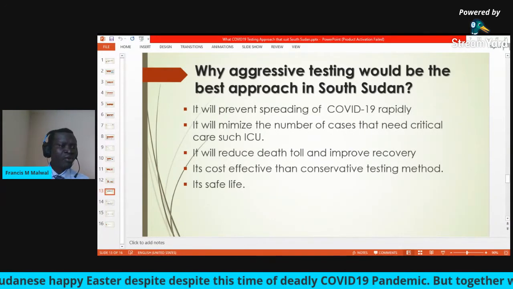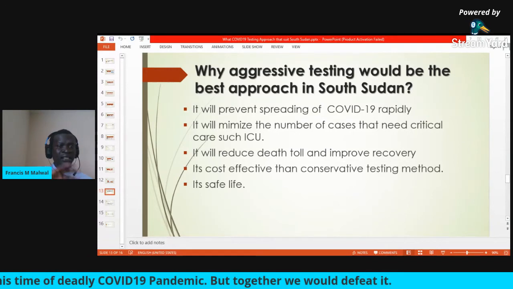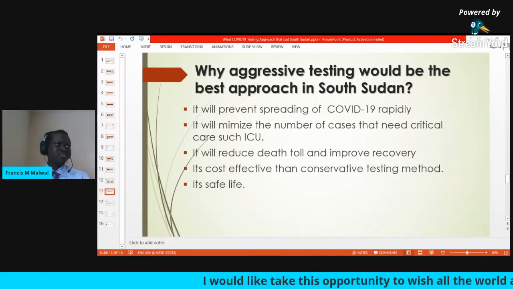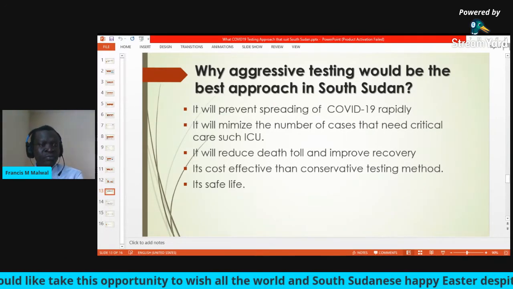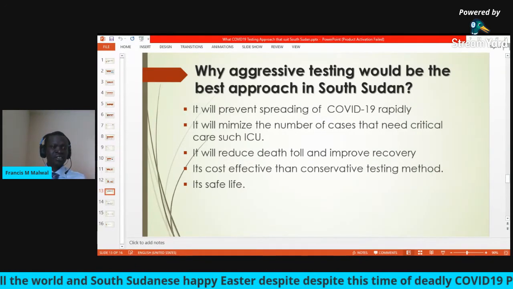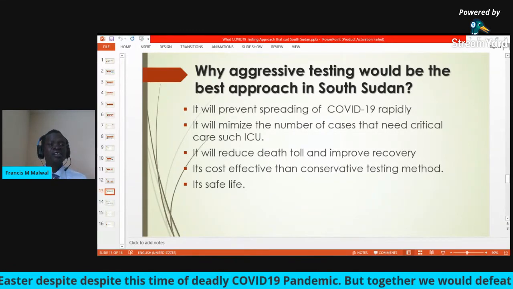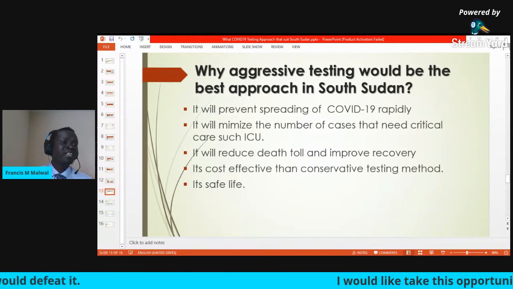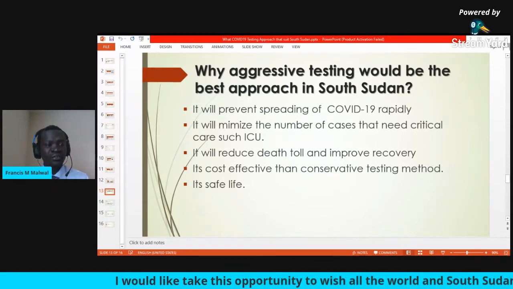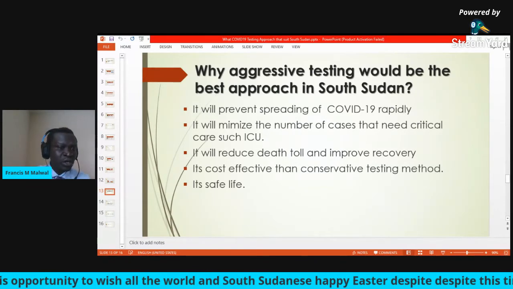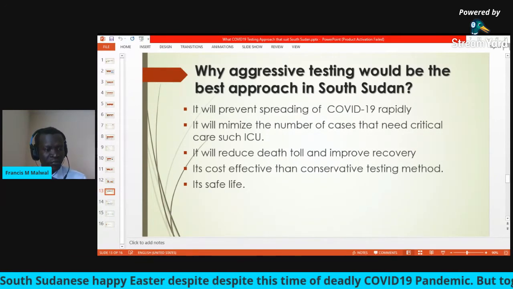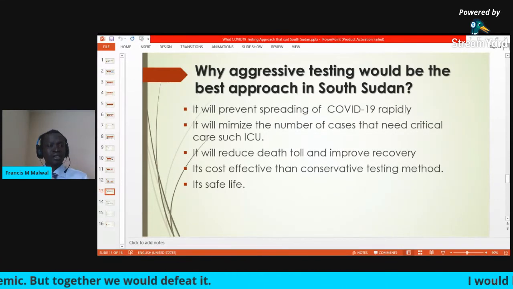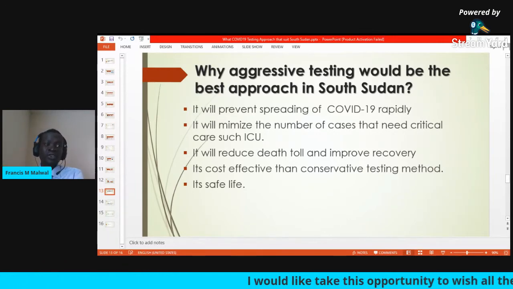When you allow many people to come to the terminal stage of disease, they are more likely to need ventilators and to be admitted in ICU, and ICU is the most expensive service. It is not just the intensive care itself, it costs a lot of money, leave alone when it is COVID-19, where there is a high risk of infection. So the aggressive method is cost effective when you compare it to the people that you will lose, the people that will die. If you invest a lot of money in aggressive testing, you will reduce that death.